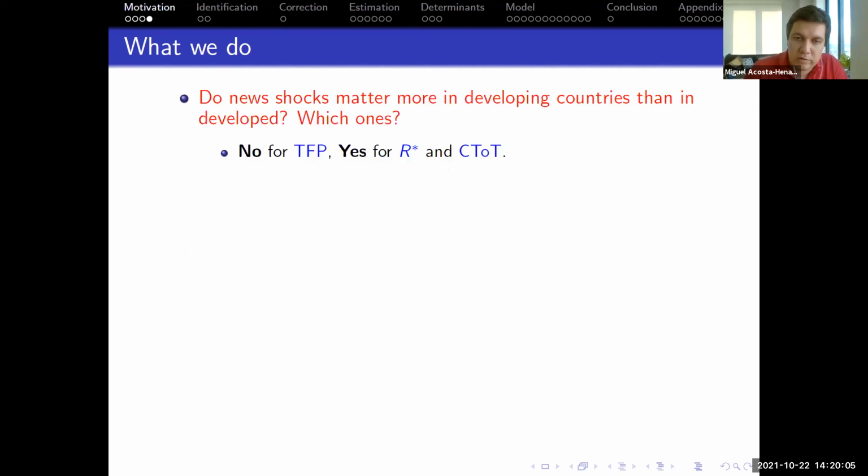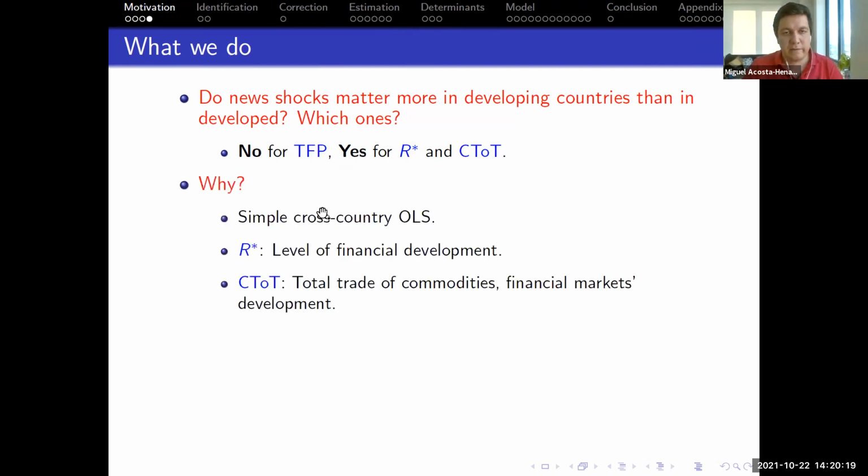We work with more than 80 countries. And then when we study if news shocks matter more in developing countries than developed, we find that this is the case indeed for news shocks to foreign interest rates and commodity terms of trade, but not so much for TFP. And the reason behind that, from a very simple correlational estimation, is that countries with more financial development, meaning more access to savings in banking and so on, have less share of variance of output explained by news shocks to foreign interest rates.